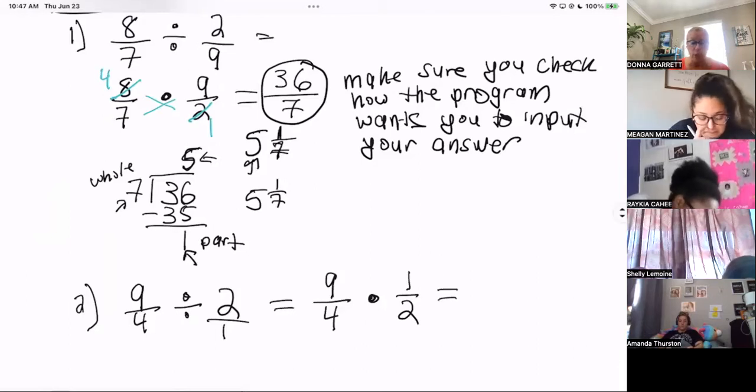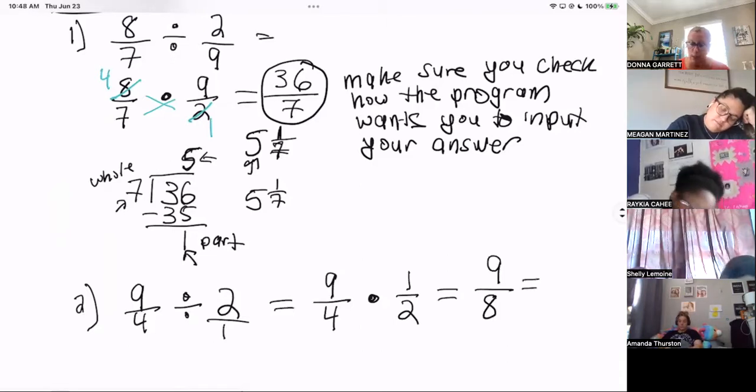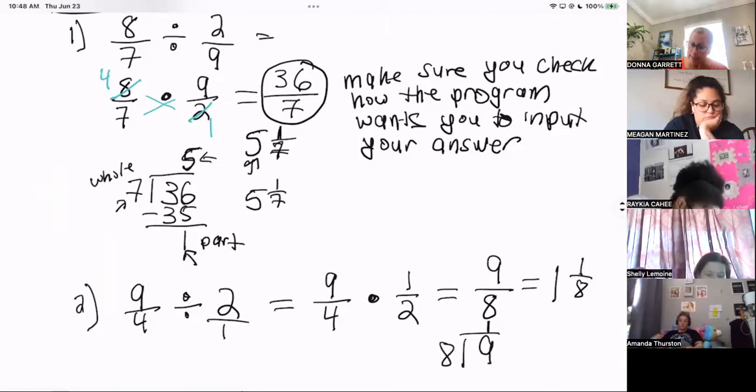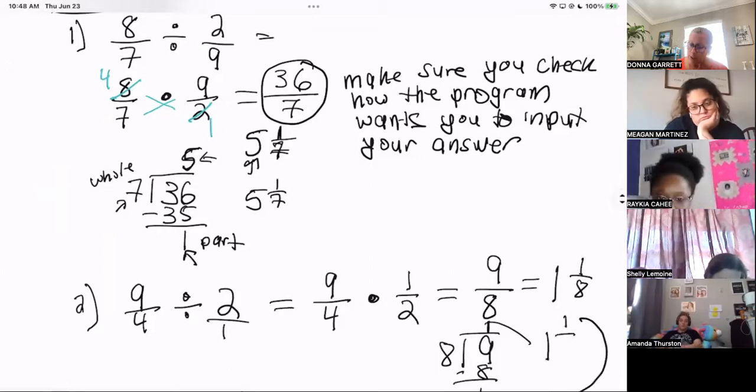And now we are just multiplying. 9 times 1 is 9. 4 times 2 is 8. I'm going to write it as a mixed number. Let's say it asks me for a mixed number. How many 8s are in 9? 1. How many are left over? 1. Or you could divide them and go, there's 1 eight in 9. There's 1 left over. So I can see this is my whole, this is the top of my fraction, and this is my denominator. 1 and 1/8.